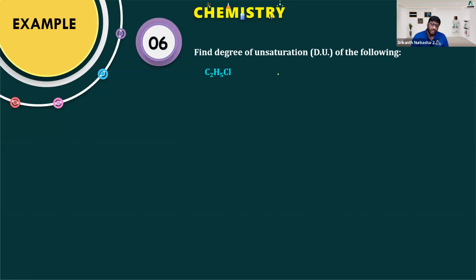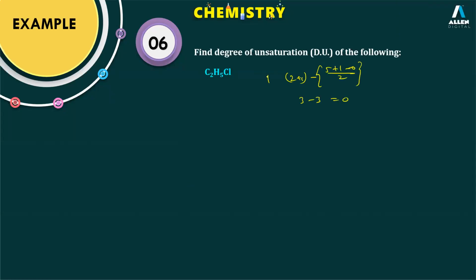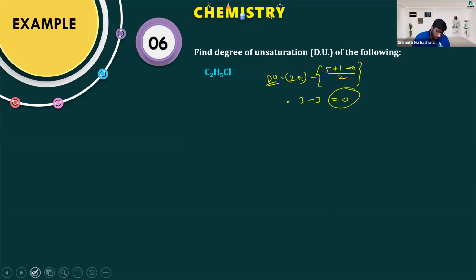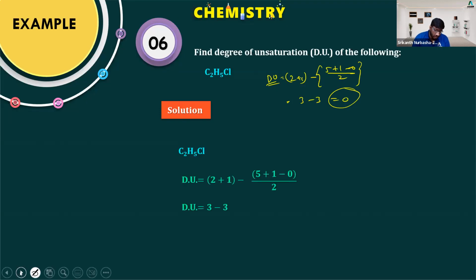C2H5Cl. C2H5Cl means 2 plus 1 minus 5 plus 1 minus 0, whole divided by 2. That is 3 minus 3, that is 0. So double bond equivalent is going to be 0. So that means you do not have any ring or any multiple bonding. No ring or no multiple bond is possible for the molecular formula C2H5Cl, and this is nothing but the degree of unsaturation of this particular compound. Right.